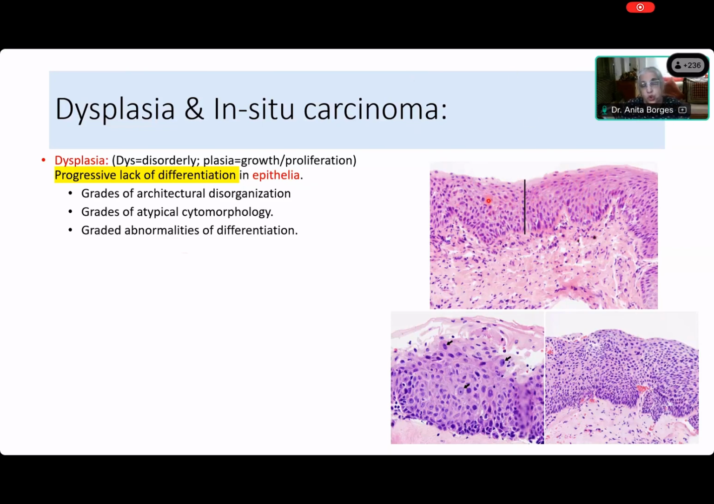But we don't use those terms. And see what you see down here. Both are extremely poorly differentiated because all of them have now lost their characters as they should differentiate towards the top. This happens to be the cervix, but it could be any squamous epithelium. But we don't use the terms well, moderately, and poorly differentiated for dysplasia.